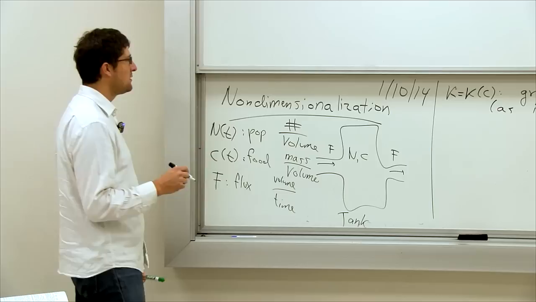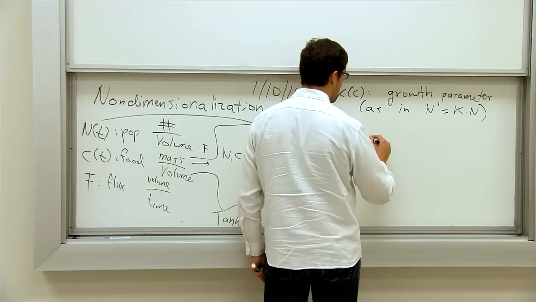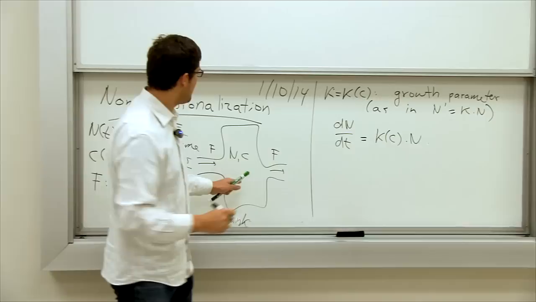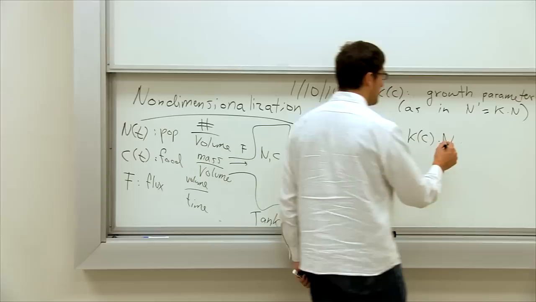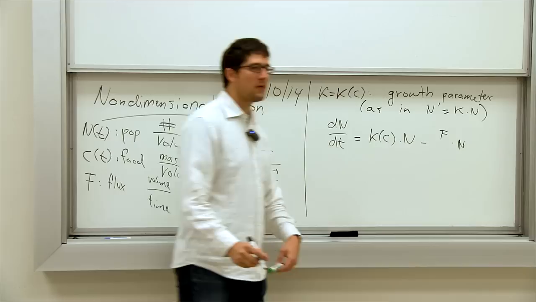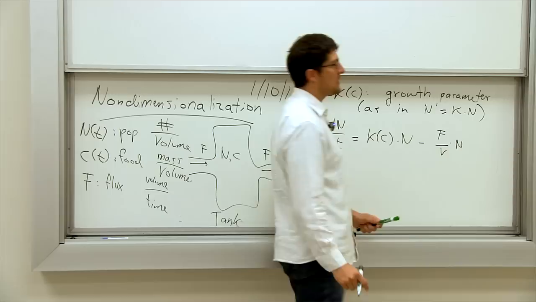OK, let's just write the equations. So the equations are, so far, dn dt equals k of c times n, so exactly what's over there, except that now the constant depends on the food. And then now we incorporate the fact that there's fluid coming out of the tank, right? So how do we write that? Minus, right? Minus the amount of flux coming out. We had originally written F times n, but we said this was incorrect because the units didn't add up. The units over here are concentration per time, per unit time, and the units here didn't add up. So we write it as F over V, and now the units add up.